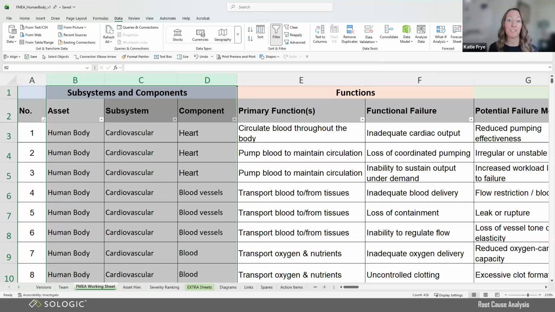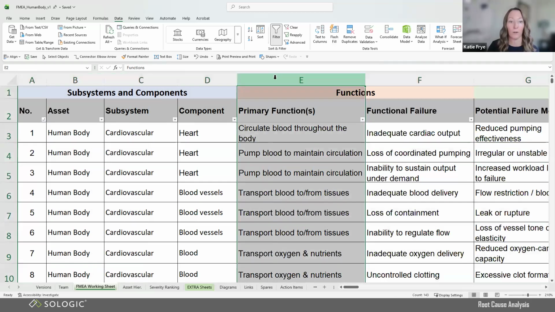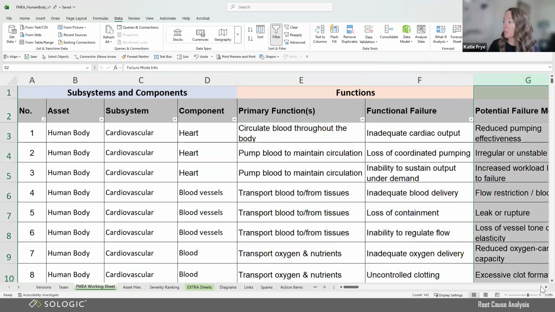Right, so again, this worksheet is the heart of the FMEA. Each row represents a component and a failure scenario. And I'm going to walk through a few columns. After we do the asset hierarchy, then we start to list our primary functions, what the component should do. Then we define the functional failure, how it could fail to meet that expectation. Then we do potential failure modes.